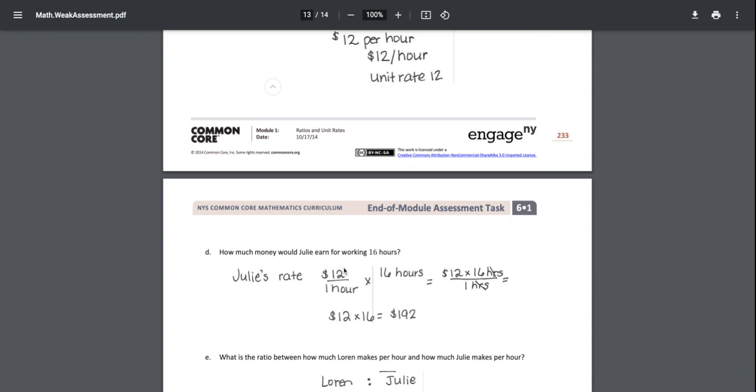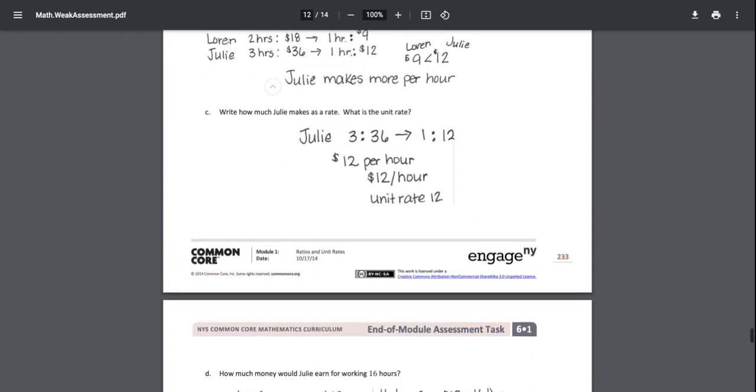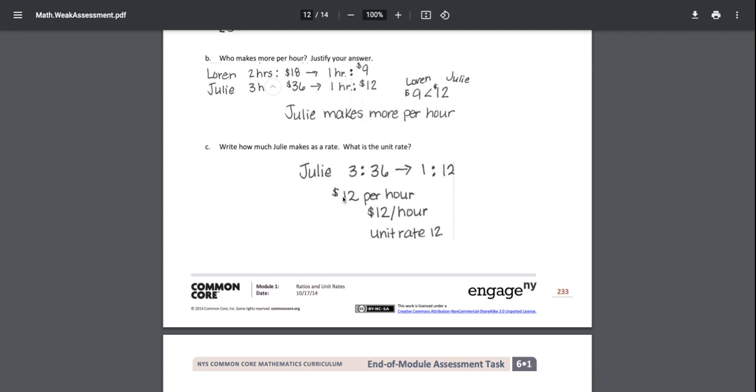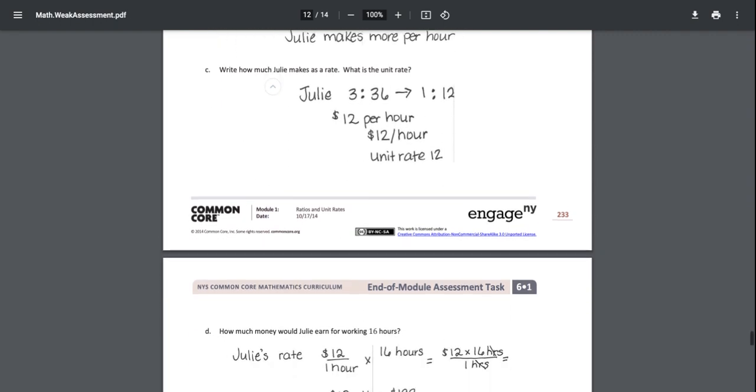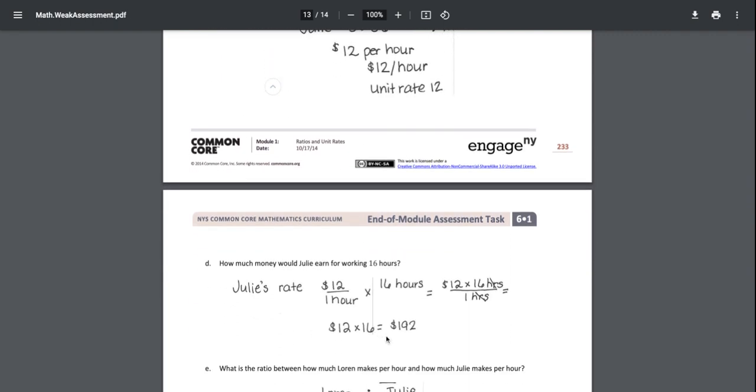How much money would Julie earn for working 16 hours? So we now know it's $12 per hour. 12 per hour. 12 times 1 hour. Well, if we're working 16 hours, I do 12 times 16, and I would make sure that I write $192. I would write Julie earns $192 for working 16 hours. But the answer is 192.